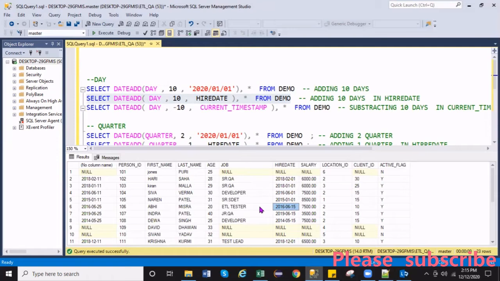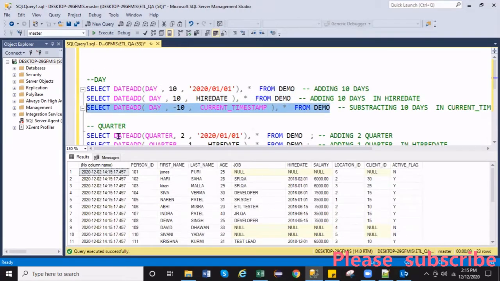06 15, it made 25, right? Similarly, a negative number will take it back, right? A negative number will take it back. So if you see here, the current time, today is, we know, December 12, and if we add negative 10, it took me to December 2, right? So I hope you guys understand day as well, right?